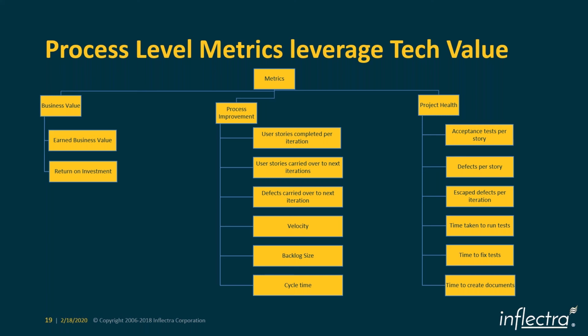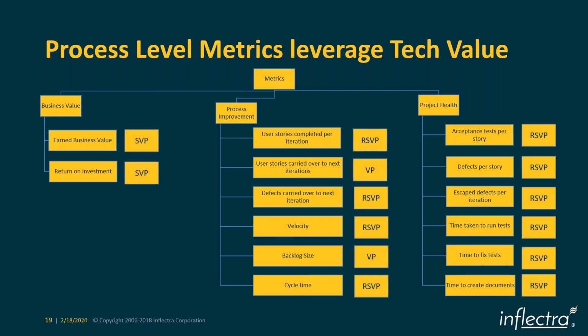Escaped defects per iteration, time taken to run the test, time to fix the test, time to create the documentation. So some of these areas are where other tools may come in helpful. Not necessarily the same tool that you are using, right? And so now I'm trying to put my RSVP tag on this and say, all right, this is SVP at one level, because it's not real time.